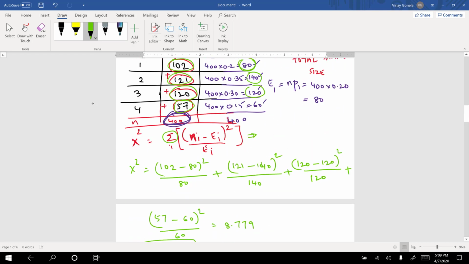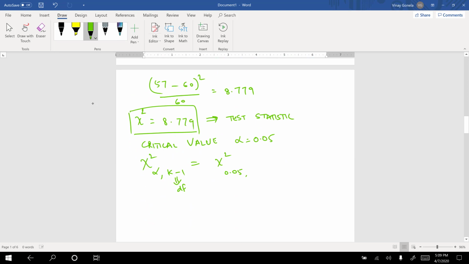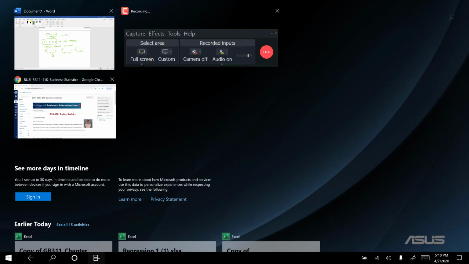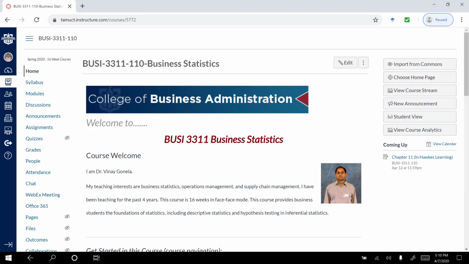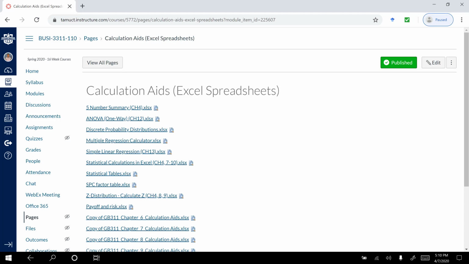So how many brands do I have? I have 4 brands, so I will do 4 minus 1. I am looking for chi-square at 0.05, and 4 minus 1 is equal to 3. That is the value I am looking for. To look for the chi-square value, I will go to our Canvas, go to modules, again go to calculation aids in module 0, and then download statistical tables.